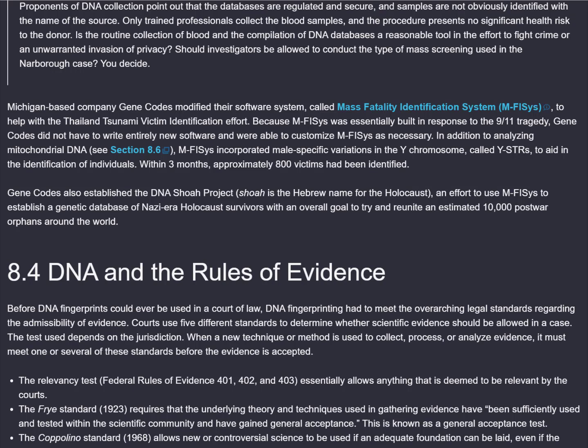Is the routine collection of blood and the compilation of DNA databases a reasonable tool in the effort to fight crime or an unwarranted invasion of privacy? Should investigators be allowed to conduct the type of mass screening used in the Narborough case? You decide.